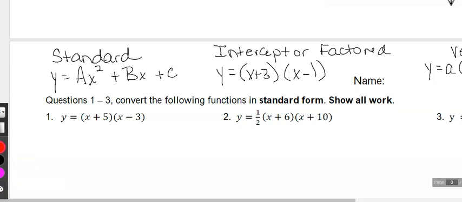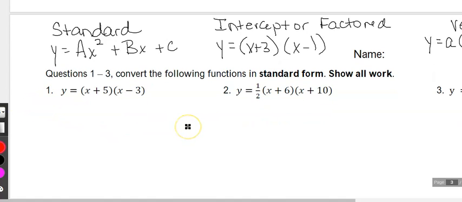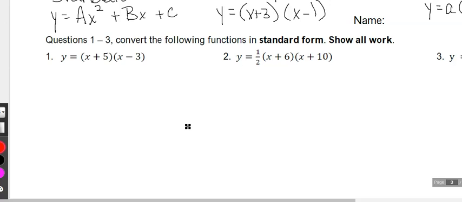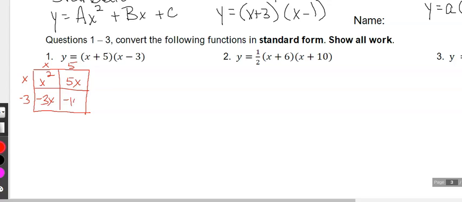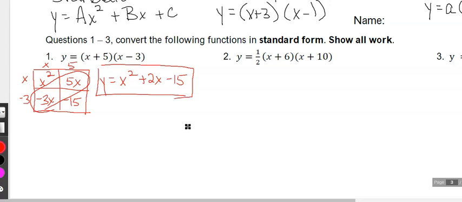Okay, so to convert from factored form to standard form, all you really do is multiply the factors together. So number 1, we're going to multiply x plus 5 times x minus 3. We can use box method or FOIL, whatever's easier for you. So I'm going to put x plus 5 up here and x minus 3 here, and then fill in these boxes with the products. So then y equals x squared, and remember you need to combine these two, plus 2x minus 15. So that is standard form, okay?